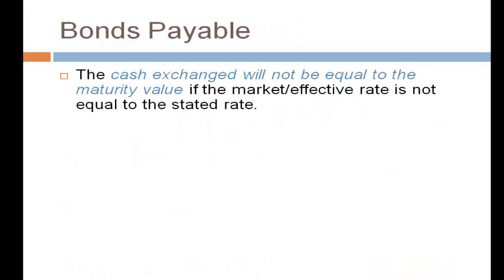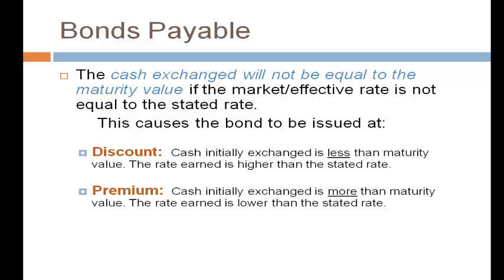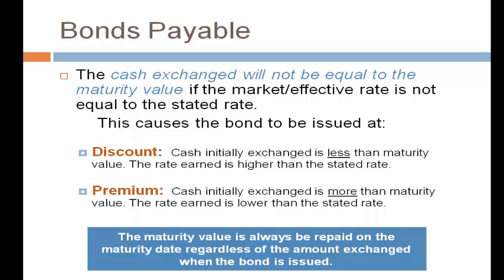When the stated rate is different from the market rate, the amount of cash exchanged will be different from the maturity value. A bond is said to be issued at a discount if the amount of cash exchanged is less than the maturity value. A bond is said to be issued at a premium if the amount of cash exchanged is more than the maturity value. The maturity value is always repaid at the end of the bond on the maturity date, regardless of the amount of cash exchanged.